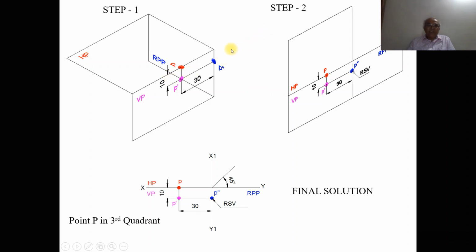So I am looking from this direction. Here, the distance of 30 mm behind RPP is seen in the vertical plane. So we have 30 mm here and 10 mm here. That point will be P dash. When you look from the top view, I can see the distance behind RPP, and also since it is on VP, the image will be on HP. So you get this point here. This point will be small p.